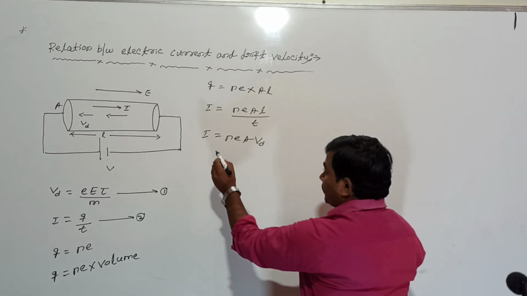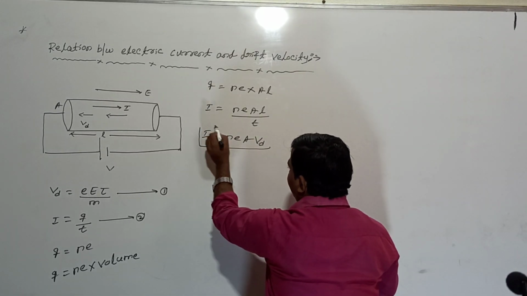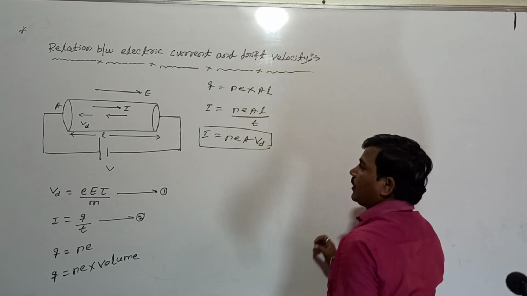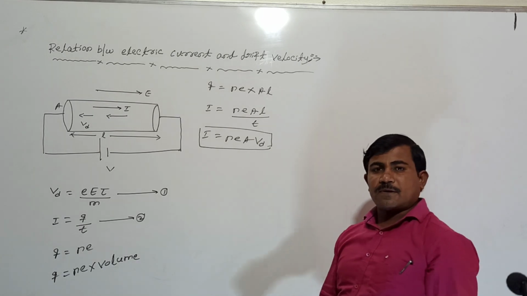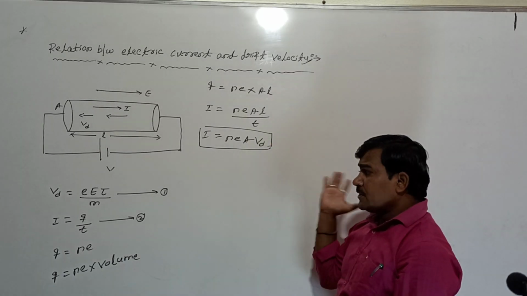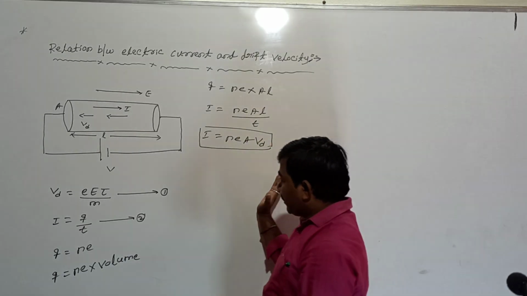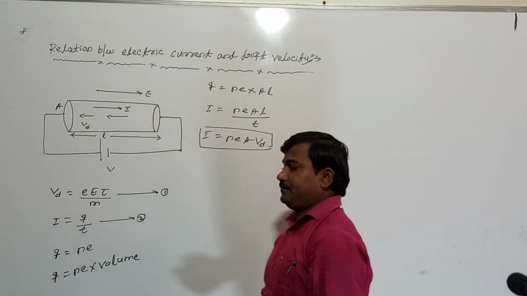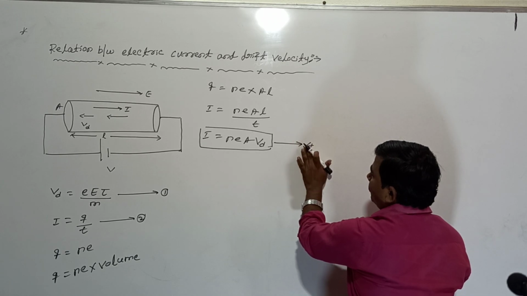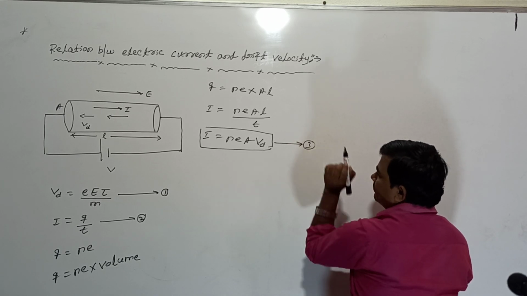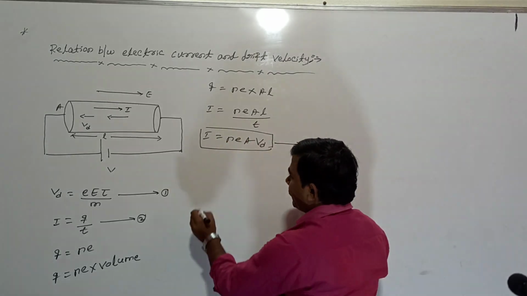Then what relation did you get? The relation between electric current and drift velocity is I equals n e A v. You can modify this equation by using equation 4. Shall I call this equation number 4? You can call it equation number 3. Right? From the equation, how to represent it?